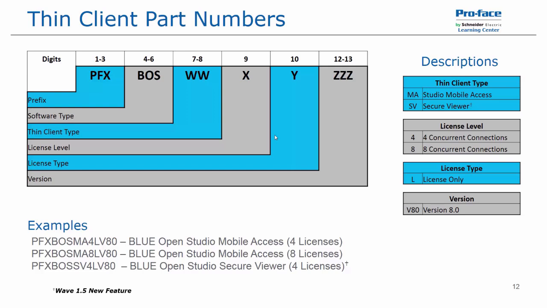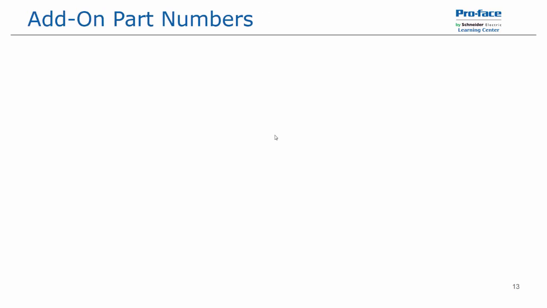If you need more than 8, you can simply purchase a combination of licenses to get what you need. So for example, if you need 20, you would buy 2 of the 8 and 1 of the 4. Or you could buy 5 of the 4 if you'd like. It's all up to how many thin clients you need.